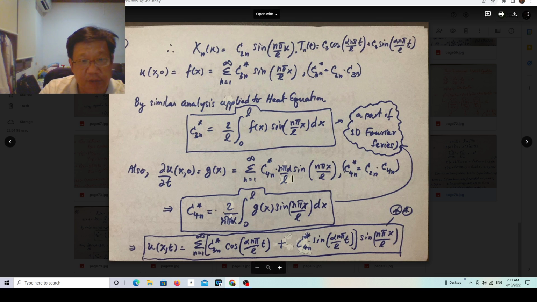The reason you have sine is because when you try to find the coefficient c star n equal to f of x here, you multiply both sides by sine of n pi x divided by L, or maybe sine of m pi x divided by L, on both sides, and you integrate for the whole range of x.